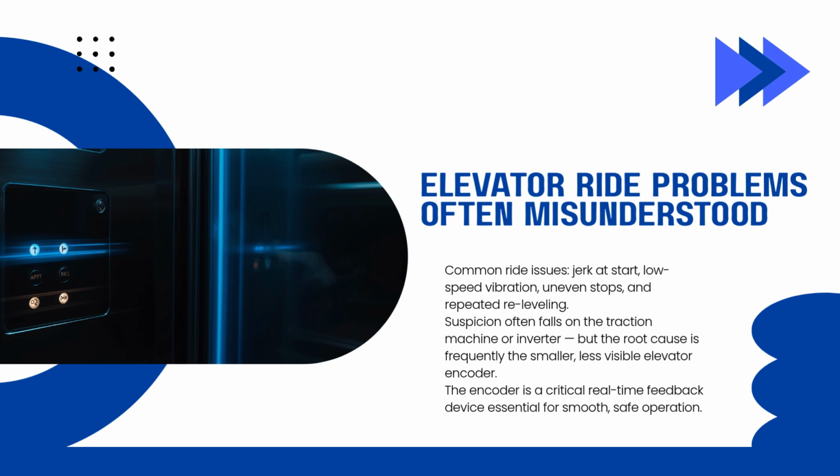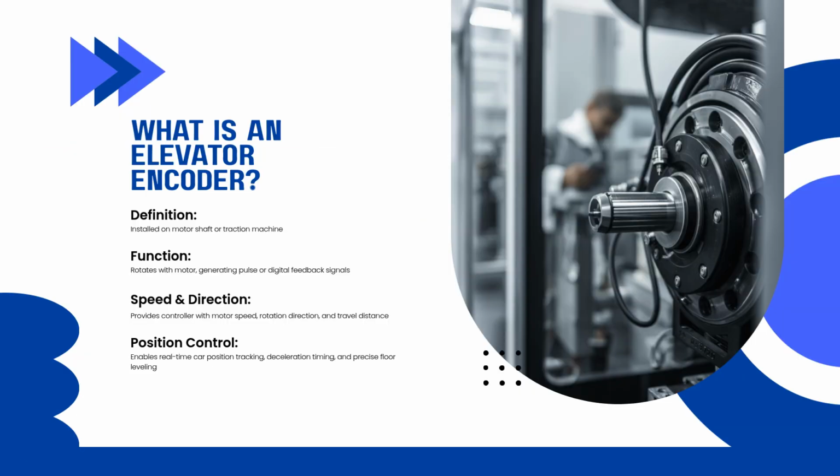What is an elevator encoder? An elevator encoder is usually installed on the motor shaft or traction machine. As the motor rotates, the encoder rotates with it and generates electrical pulse signals, or digital feedback signals. These signals help the elevator controller calculate several key motion details: motor speed, rotation direction, travel distance, real-time car position, deceleration timing, and floor leveling behavior.